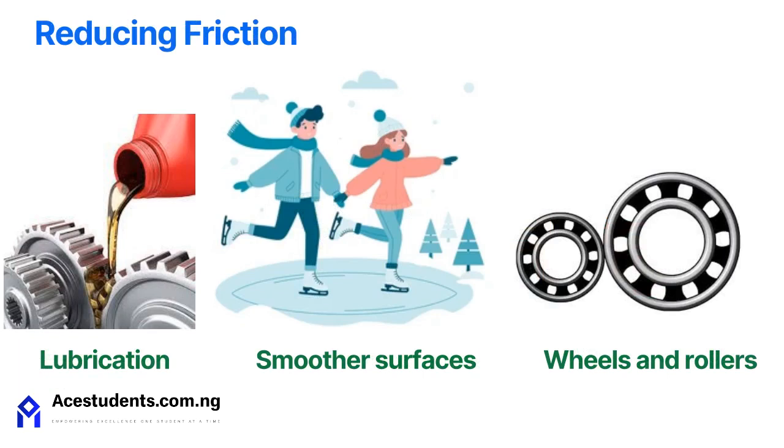Sometimes we want to reduce friction. Lubricants like oil reduce friction between moving parts. Wheels reduce friction by changing sliding friction to rolling friction.